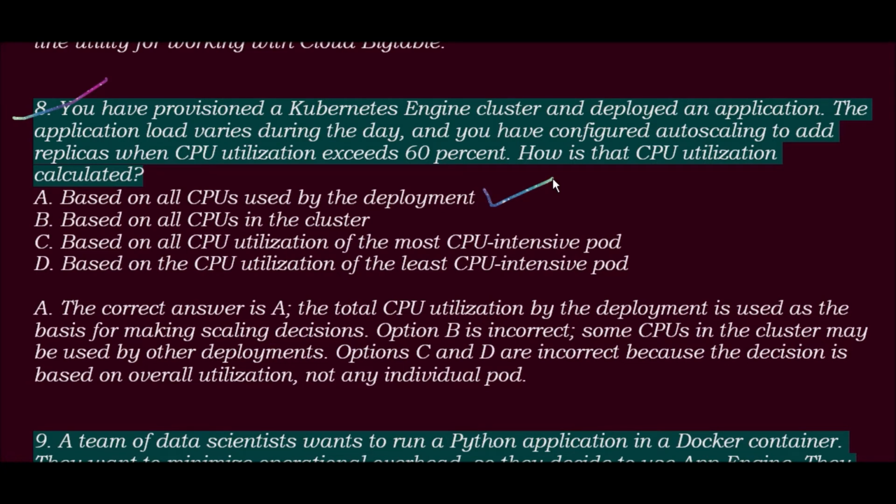Now just look at option B, based on all CPUs in the cluster, is incorrect because some CPUs in the cluster may be used by other deployments. That's why option B is discarded. Option C, based on the CPU utilization of the most CPU intensive pod, and option D, based on the CPU utilization of the least CPU intensive pod, are both incorrect here because the decision is based on the overall utilization, not any individual pod. And here the correct answer is option A, based on all CPUs used by the deployment.